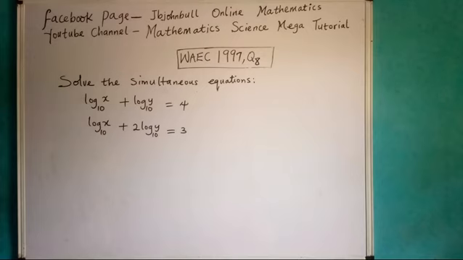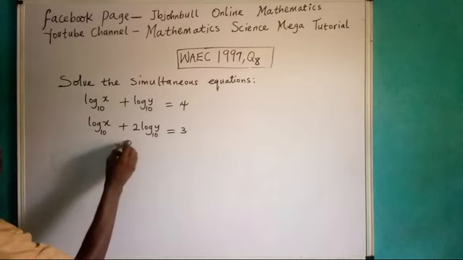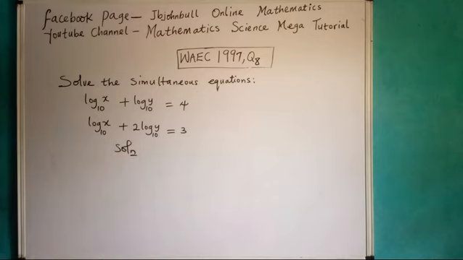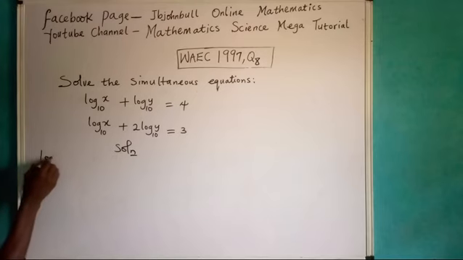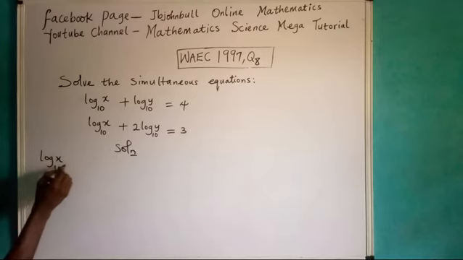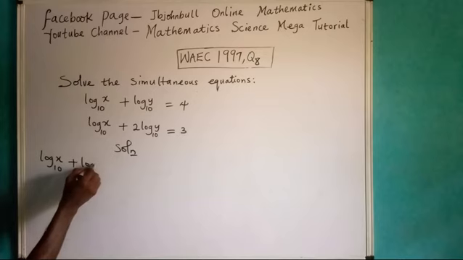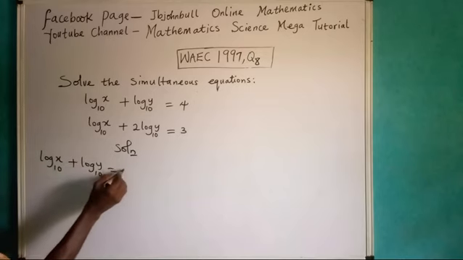Consider this very question, WAEC 1997, question 8. We are to solve for x and y in this pair of equations, that is, simultaneous equations. We want to see how we can determine these two values. We have the first one: log x base 10 plus log y base 10 equals 4.